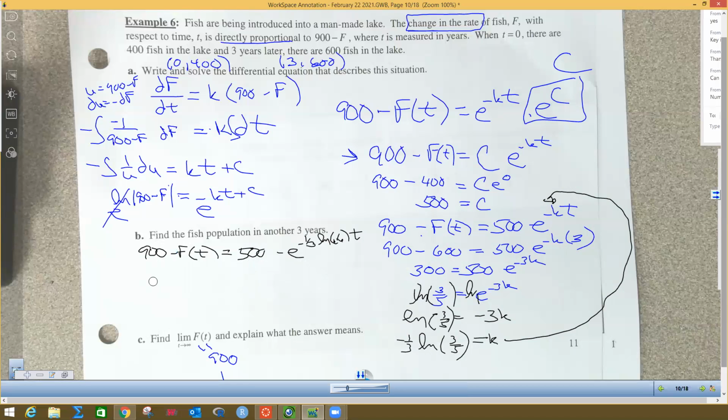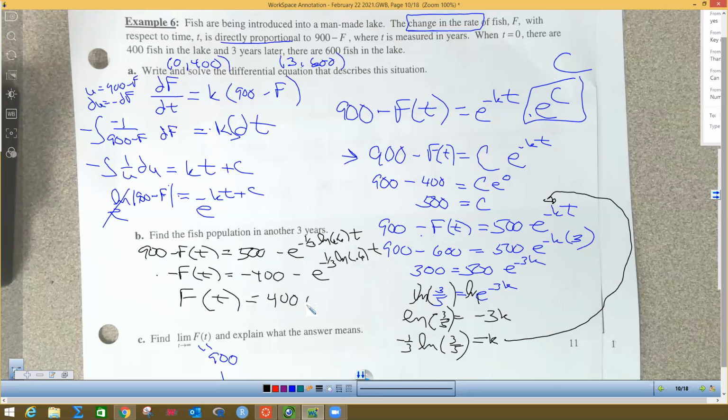All right, so I'm going to subtract 900 from both sides. So our negative f of t is going to equal negative 400 minus e to the negative 1/3 natural log of 0.6 t. Okay, and then that's going to be divided by negative 1 on each side, or multiplied by negative 1. It's 400 plus e to the negative 1/3 natural log of 0.6 all times t. This whole thing is different. T does not go with the natural log.